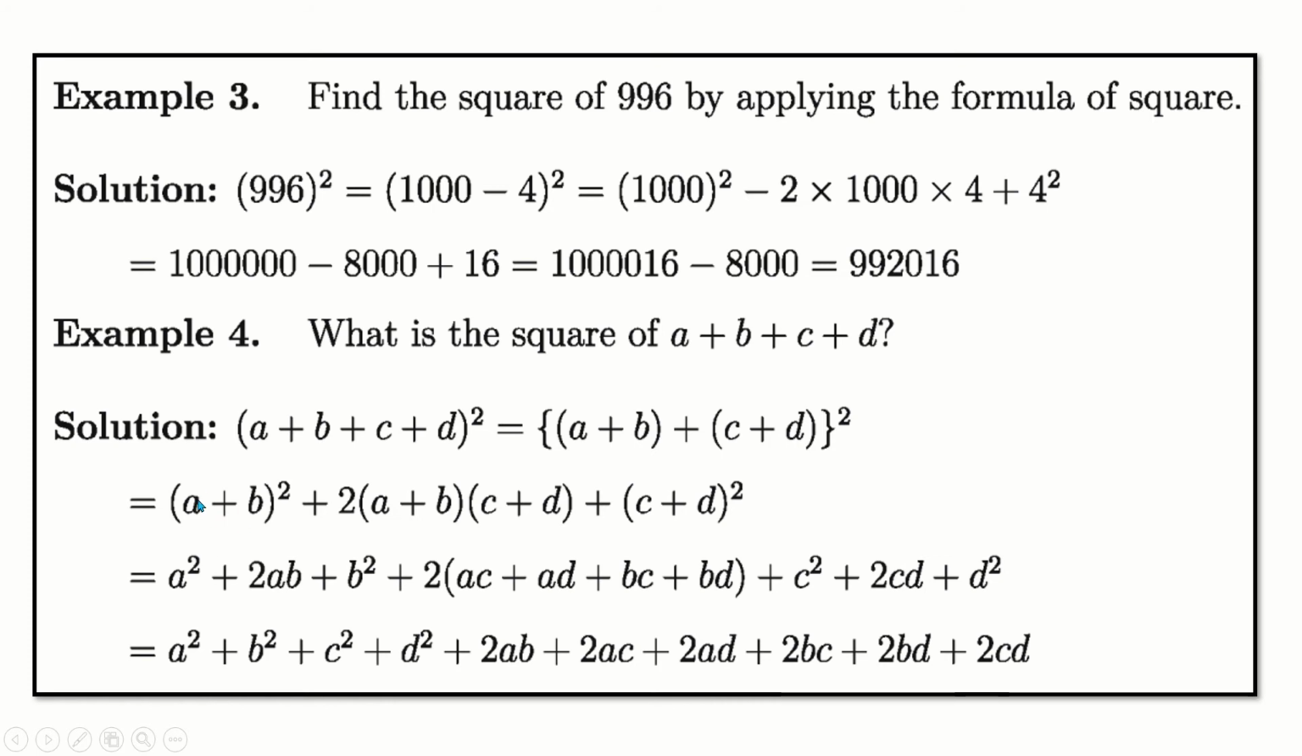This is again the formula. A plus b whole square means a square plus 2ab plus b square, and 2 into this and this, multiplying this and this, we will get ac plus ad plus bc plus bd. And here again the formula, c plus d whole square, where a means c, b means d. So this equals c square plus 2cd plus d square. Now calculate, we will get a square plus b square plus c square plus d square plus 2ab plus 2ac plus 2ad plus 2bc plus 2bd plus 2cd. This is the required answer.